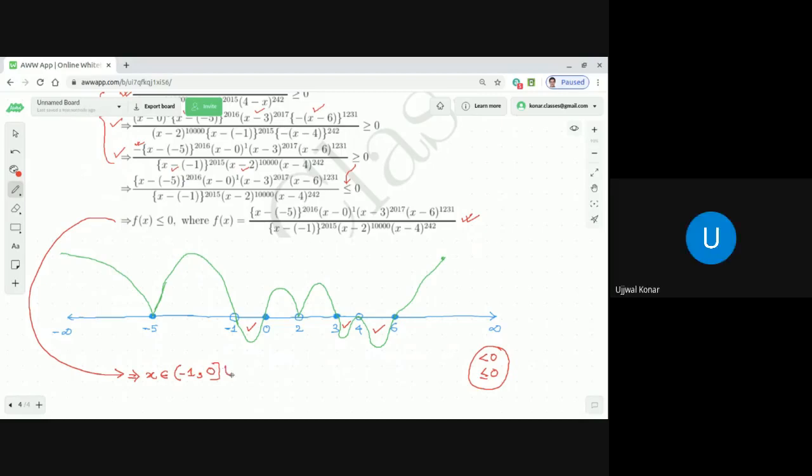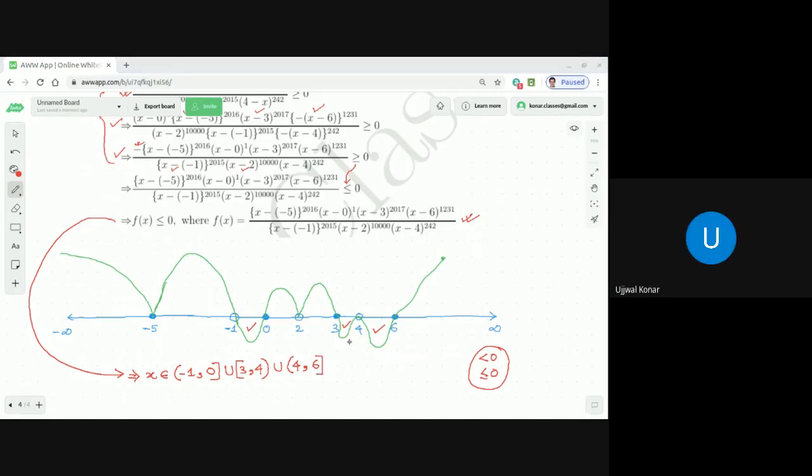Then union. What is the next interval? 3 to 4. Correct or not? So 3 is a filled circle, and as it is less than or equal to 0, it must be a closed interval left of 3. But right of 4, it should be an open interval because 4 is an unfilled circle. Correct, na, dear students? Then union. What does it start with? 4. 4 is an unfilled circle, so left of 4 should be an open interval, comma, what is that? 6. 6 is the filled circle, so it should be a closed interval. Done.